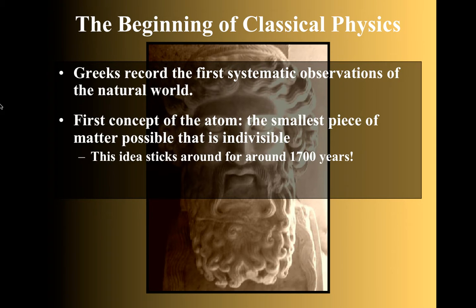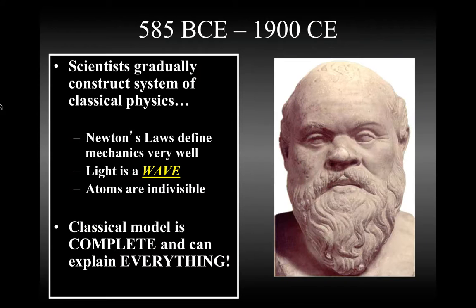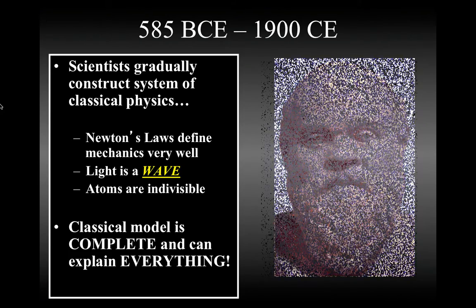This was the first concept of the atom, which you are definitely going to go into more in detail next year in chemistry. For now, we're going to focus on it a little bit. We've talked about the atom and electricity, the smallest piece of matter possible. This idea of the atom being the smallest piece of matter stuck around for about 1700 years, and that's what we are going to go into more detail on in the next lesson.